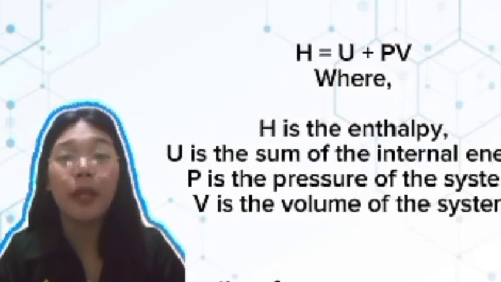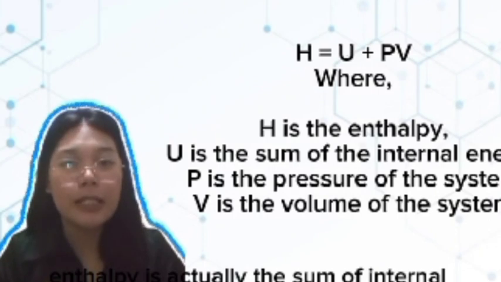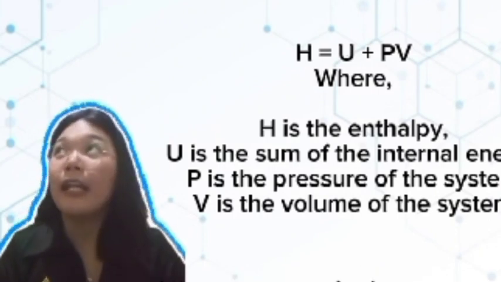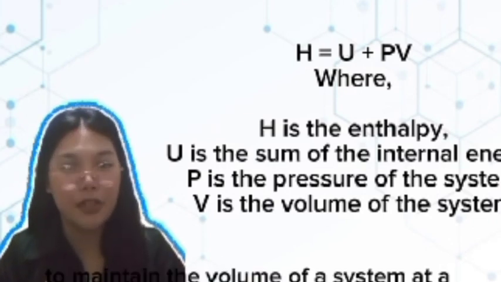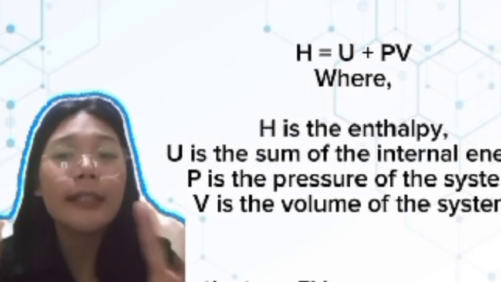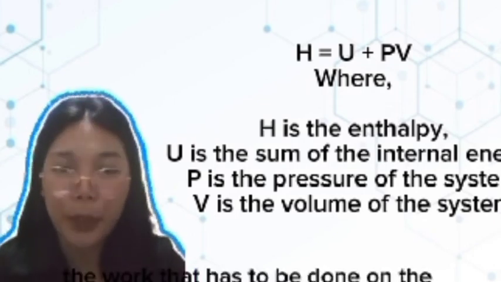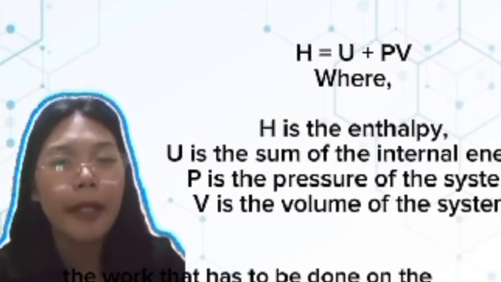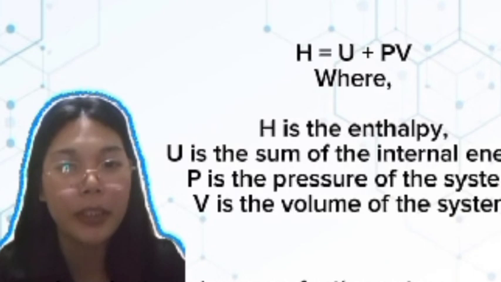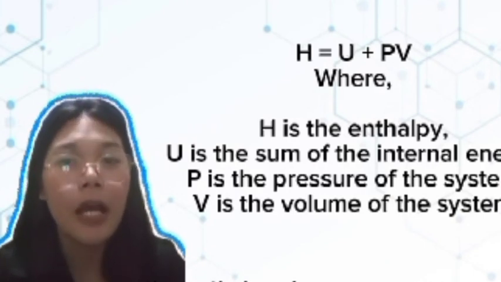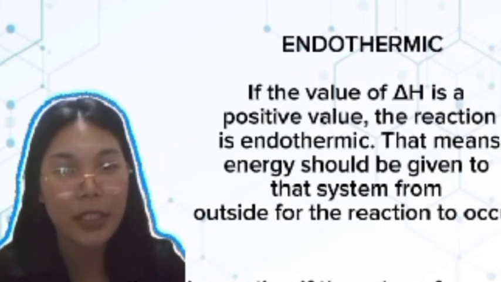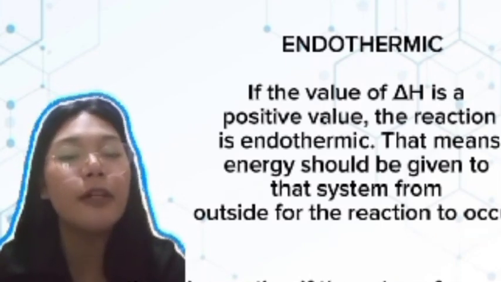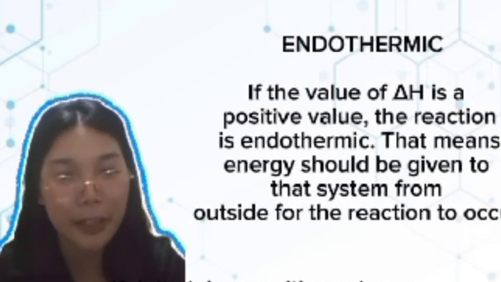So, the term PV indicates the work that has to be done on the environment in order to make space for the system. The enthalpy change indicates whether a particular reaction is endothermic or exothermic. If the value of delta H is positive, then the reaction is endothermic. That means that energy should be given to the system from outside for the reaction to occur. But if delta H is a negative value, it indicates that the reaction releases energy to the outside.